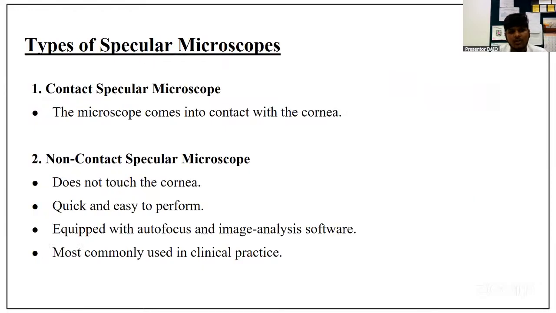So, types of specular microscopes. Contact specular microscope: the microscope comes into contact with the cornea. In non-contact specular microscope, it does not touch the cornea. It is quick and easy to perform, equipped with autofocus and image analysis software. Most commonly, it is used in clinical practice.